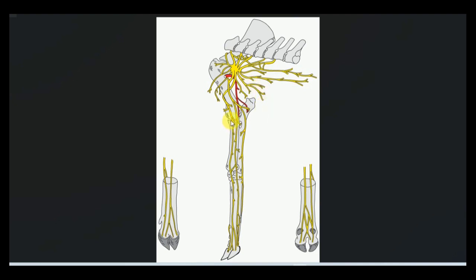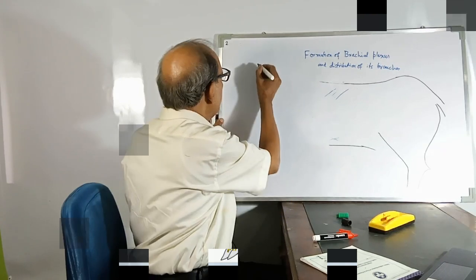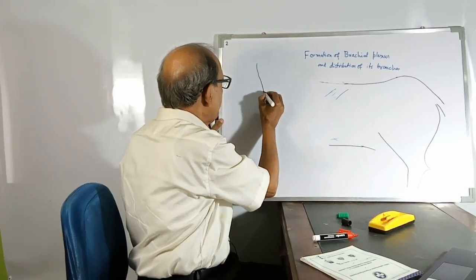And finally we are getting 3 nerves over here. One is the radial nerve, median nerve, and the ulnar nerve. And what is happening to them? So this is the leg of the animal.